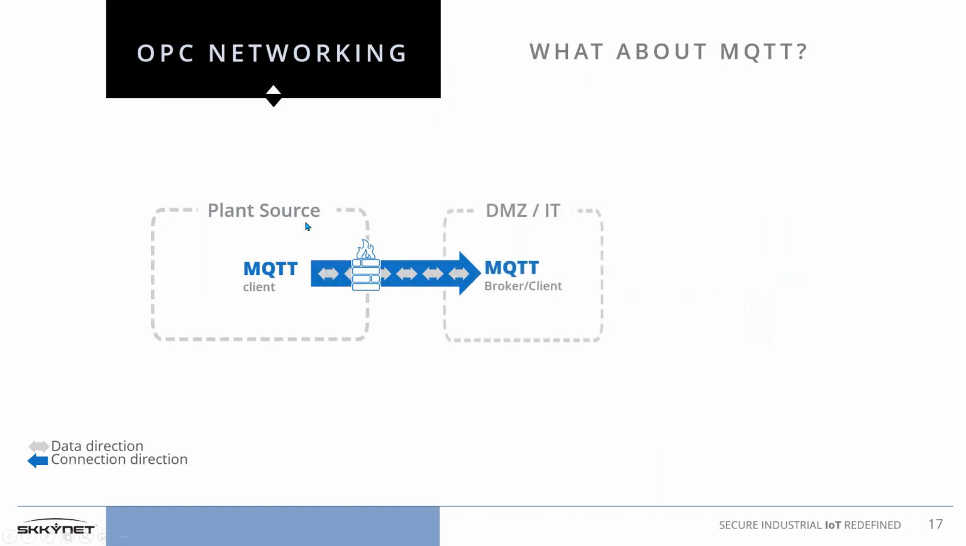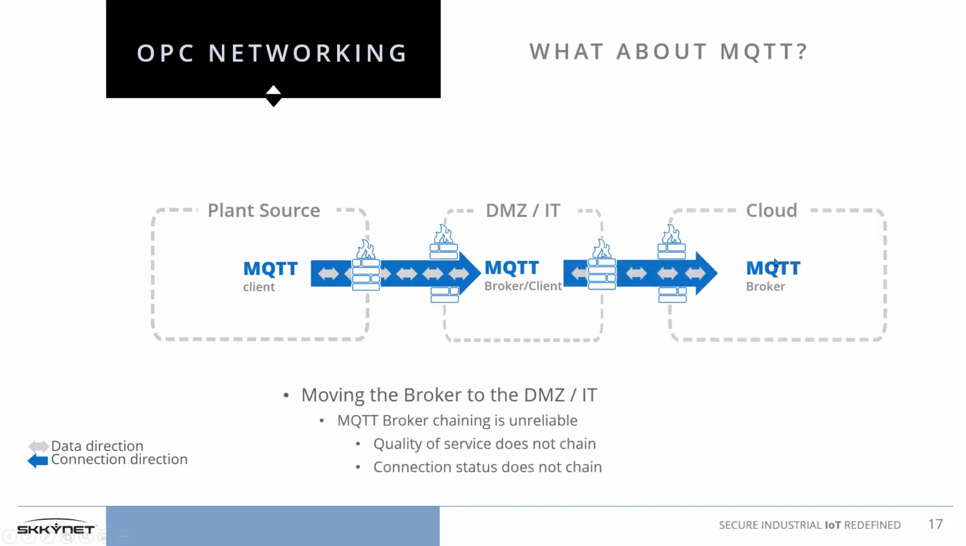The other option is to take the plant source, bring it into a DMZ, and then from the DMZ, take it to the cloud. Now, most cloud services are brokers, so this doesn't seem to be a problem. I have no inbound connections on my plant, so there's no issues here. The network seems to be bridged, but the problem is when it comes to MQTT broker chaining. So I have a client connecting to a broker who's also acting as a client to a broker. And so the quality of service between the first client and the first broker and the second client and the second broker don't bridge very well. And so I can have situations where data isn't coming in the right order, and that can create a problem.